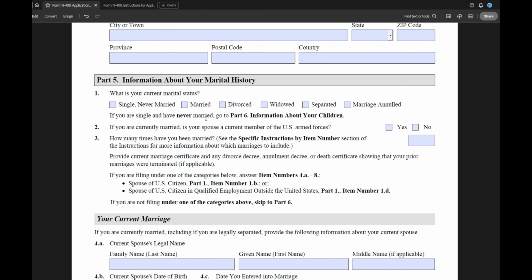Here you're being asked about your marital history. Everyone, regardless of what citizenship you're applying for, 3-year rule, 5-year rule, or military service, whatever it may be, you must still answer questions 1, 2, and 3. Jane is married, so she will answer question 2, if your spouse is a member of the US Armed Forces, and question 3, how many times you have been married, the number of marriages including the current marriage.